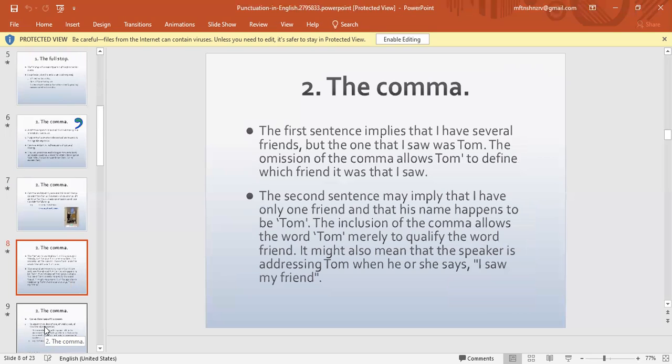The first sentence implies that I have several friends, but the one that I saw was Tom. The omission of the comma allows Tom to define which friend it was that I saw. The second sentence may imply that I have only one friend and that his name happens to be Tom. The inclusion of the comma allows the word Tom merely to qualify the word friend. It might also mean that the speaker is addressing Tom when he or she says, I saw my friend.